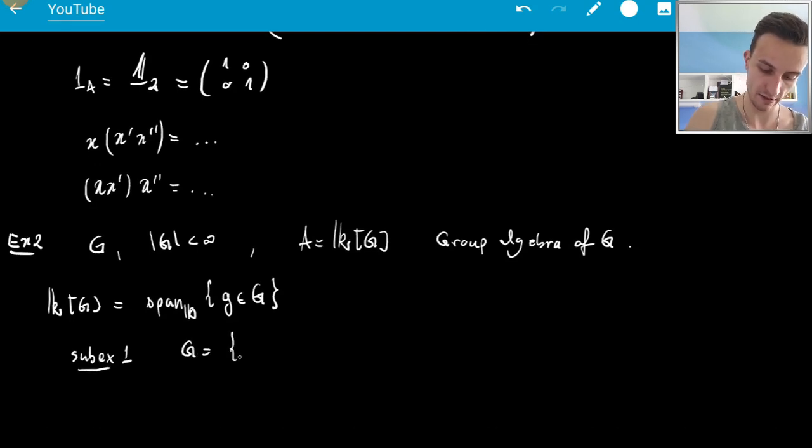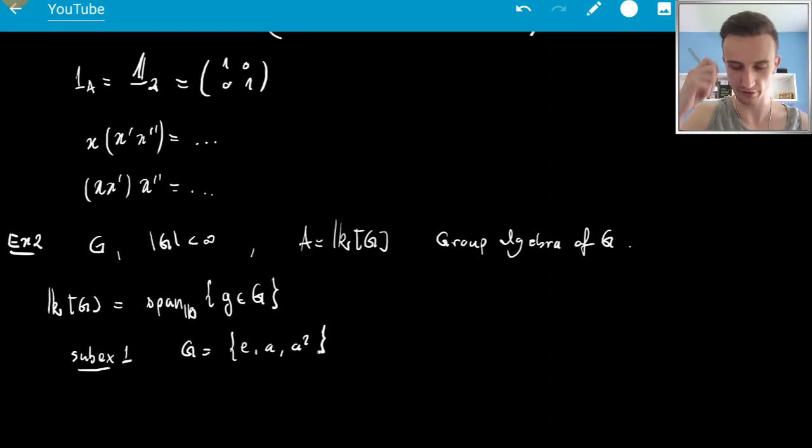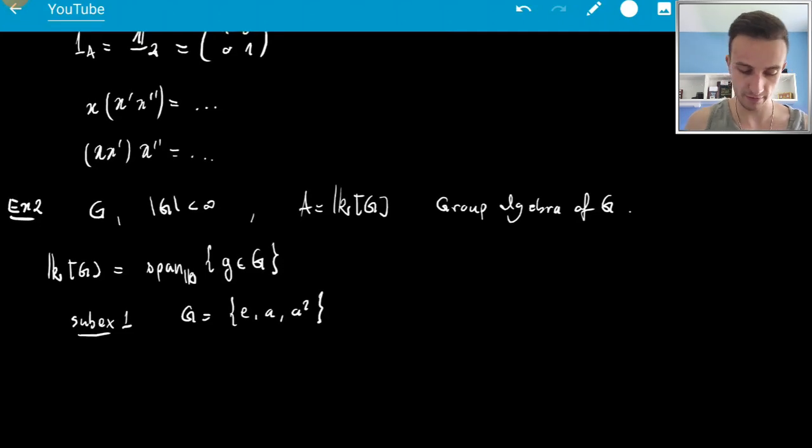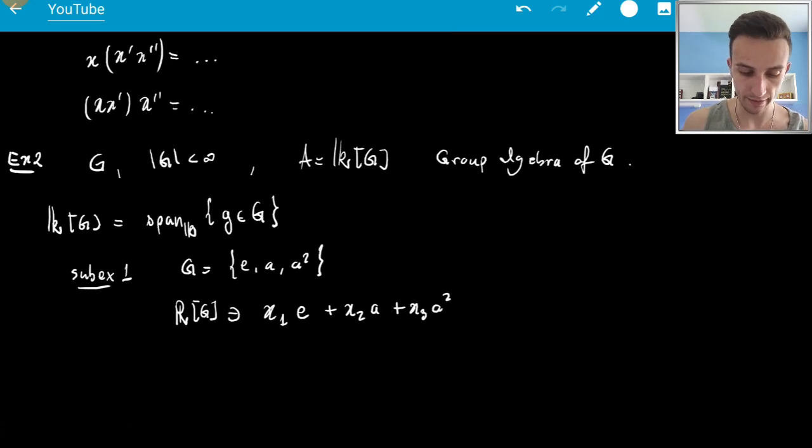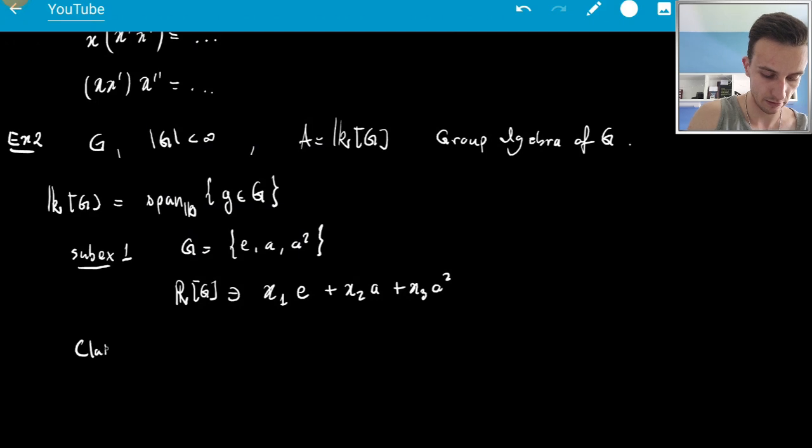So for example, let's say a sub-example, let's say that G is the cyclic group of order 2. I think I have a video on groups in case you need a refresher. So let's say this is the group, right? And then KG, let's say RG, make this very much an example. A typical element of RG would be something like x1 e plus x2 a plus x3 a squared. So you force linear independence of all these group elements. And I claim KG, or let's do RG first. Let's call this actually Z2, right? The cyclic group of order 2. So Z2. Claim: RZ2 is an algebra.